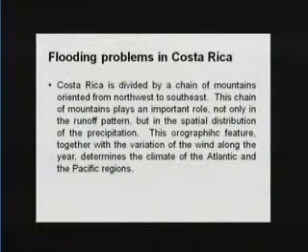The reason for this is that the country is divided in two big parts, the eastern and the western part, by a main chain of mountains. These mountains play an important role not only in the runoff pattern, but also in the spatial distribution of the precipitation. This orographic feature, together with the variation of the winds along the year, determines the climate of the Atlantic and the Pacific region, and clearly defines a pattern of precipitations that are quite different in the two regions.